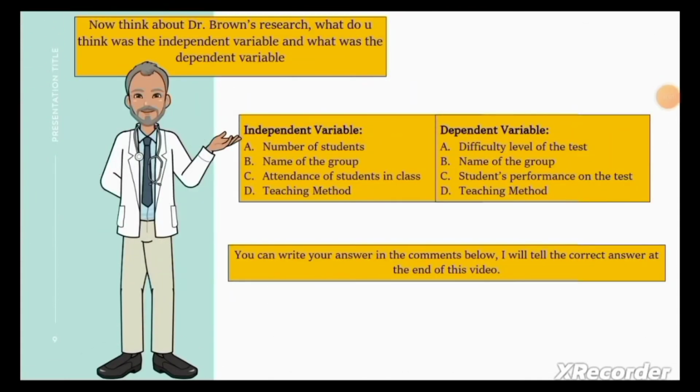Now that we have understood about the variables, think about Dr. Brown's research. What do you think was the independent variable and what was the dependent variable? Following are the options A, B, C, D for both independent and dependent variable. You can write your answer in the comments below. I'll tell the correct answer at the end of this video.